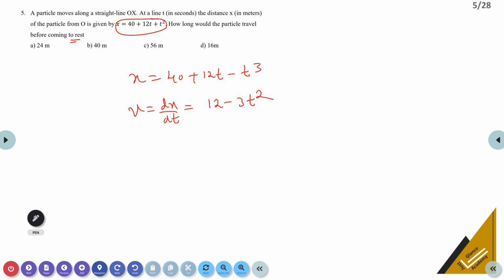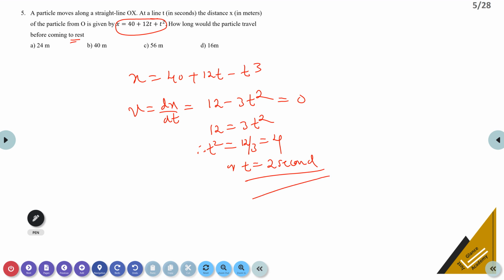Here, before coming to rest means, when the velocity becomes 0, you have to find it first. This is equal to 0. That means 12 equal to 3t square. Therefore, t square equal to 12 by 3 equal to 4, or t equal to 2 seconds. That means velocity of the particle will become 0 after 2 seconds. Because otherwise it becomes negative, and negative time has no meaning.